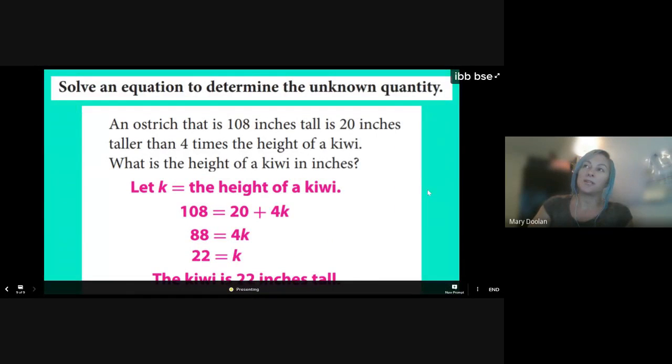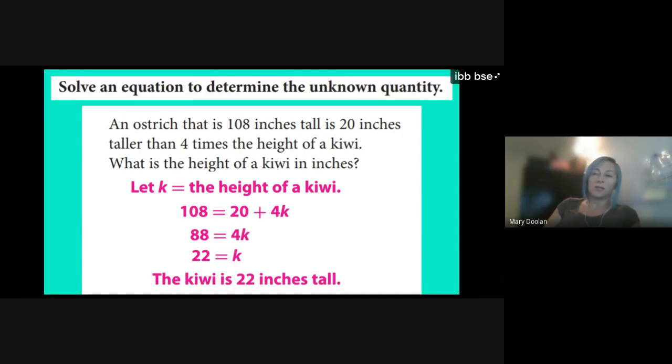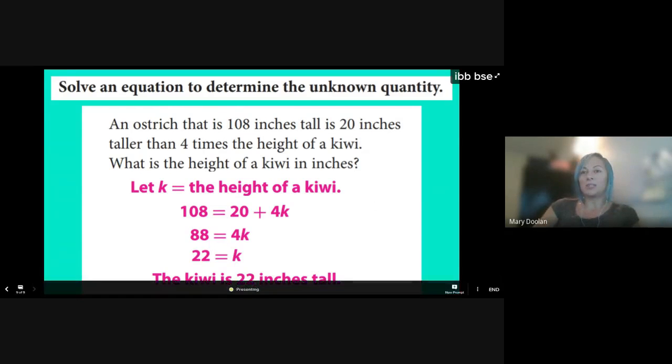You take a look. If we subtract 20 from both sides, we end up with 88 equals 4K. And then we divide both sides by 4, we end up with 22 being equal to K. So the height of the kiwi is 22 inches. All right, this completes our notes for today.